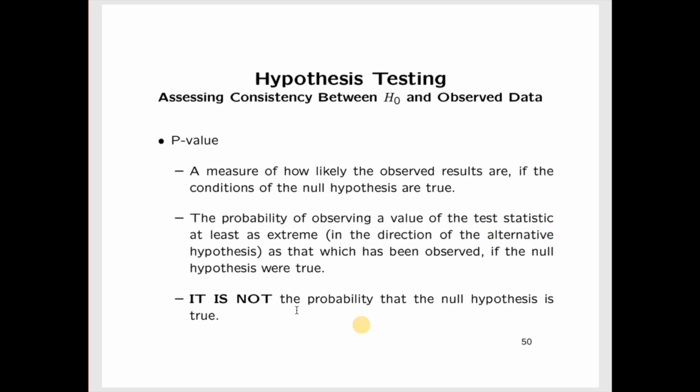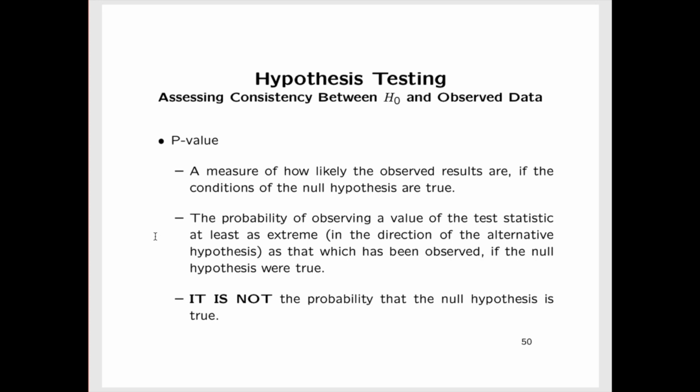Now, I want to point out that the p-value is not the probability that the null hypothesis is true. That is a common misconception, a common misunderstanding, and a common misinterpretation when people write up results or when they read results. We need to make sure that we do not interpret a p-value as the probability that the null hypothesis is true.